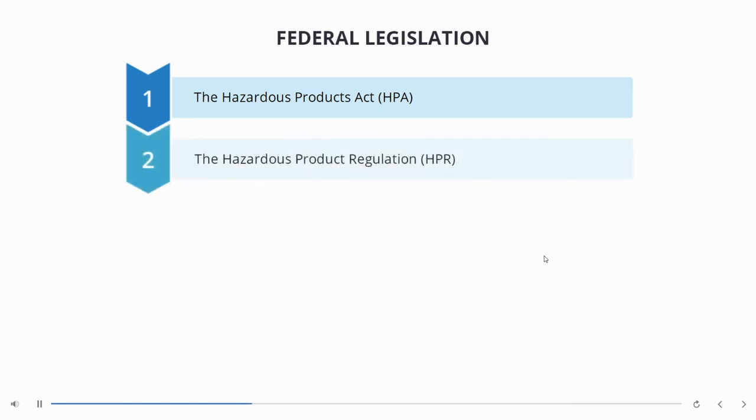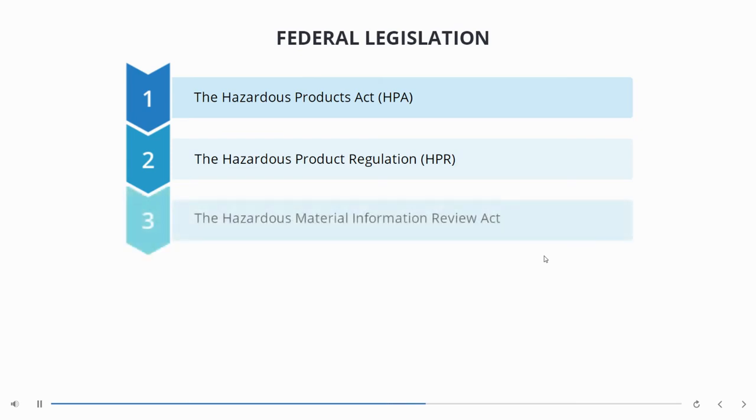The Hazardous Products Regulation, HPR, defines what a controlled product is and also sets the information that the supplier is required to put on a label and SDS, safety data sheet, and contains the name of the chemicals which must be identified on an SDS.